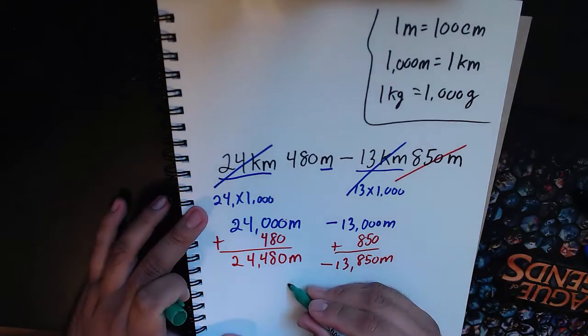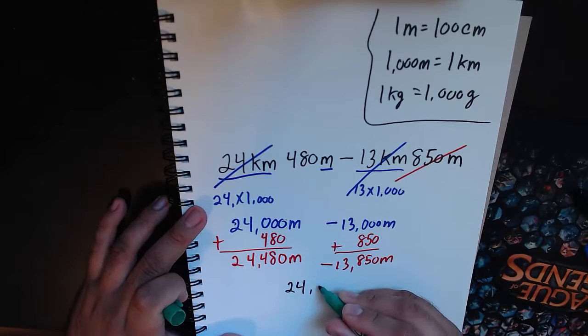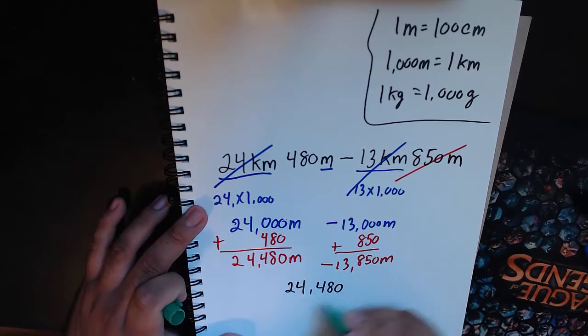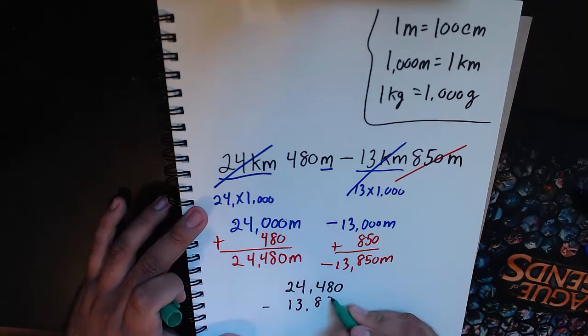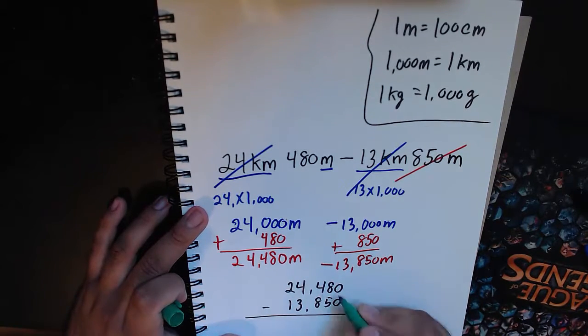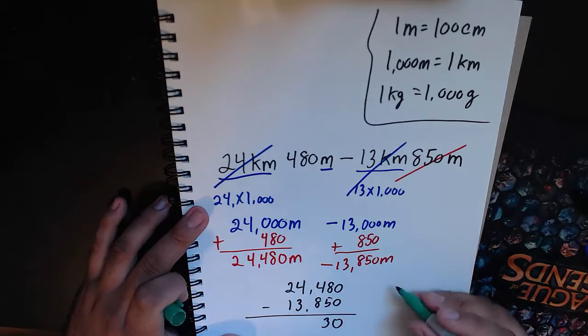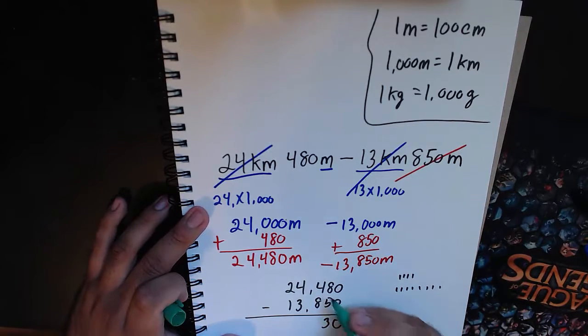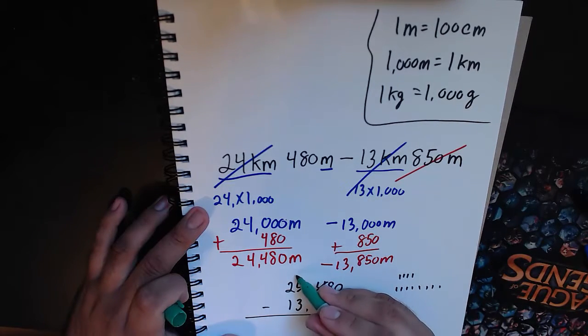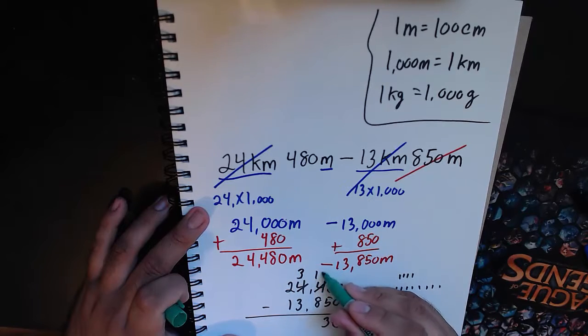So I'm going to rewrite them right here. 24,480 minus 13,850. 0 take away 0 is 0. 8 take away 5 is 3. 4 take away 8. We can't do that, because if we have 4, we can't remove the 8. So what I'm going to do is borrow from this 4. That becomes a 3. This becomes a 14.